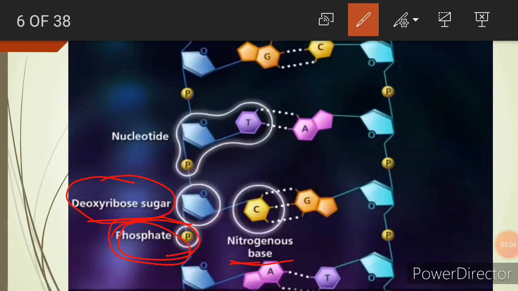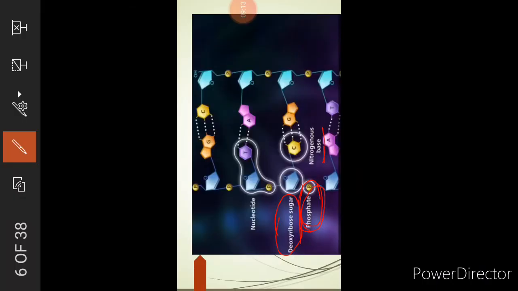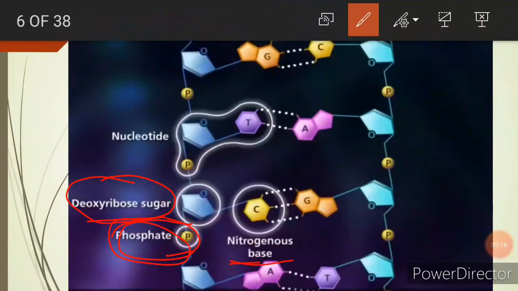So what about its physical appearance? Can you tell me how long this double helix would be? Let me tell you a very interesting fact. If all the DNA from a single cell is pulled out and stretched, it would be approximately 2 meters in length. That's how long the DNA is.